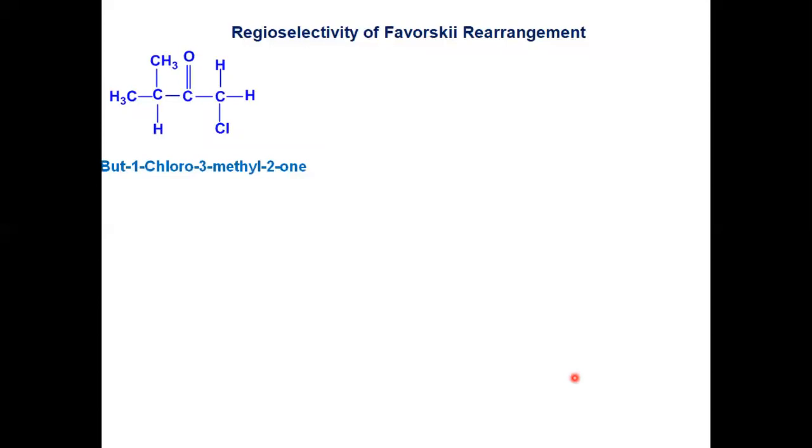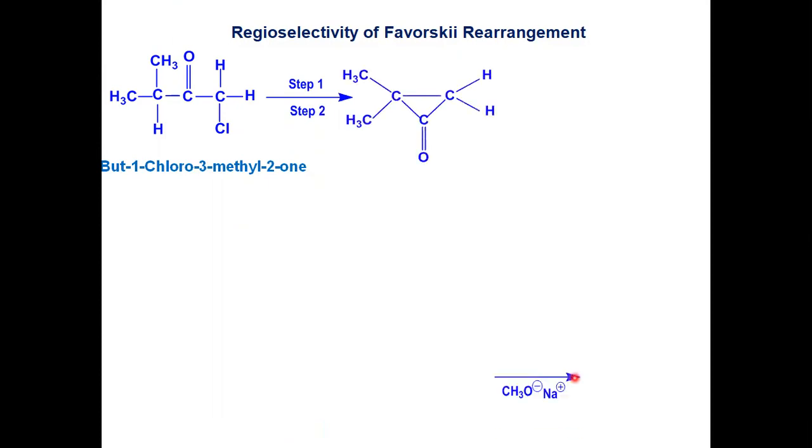Now we discuss the regioselectivity of Favorskii rearrangement. A reaction that can proceed in more than one direction, but in one direction it predominates, is said to be regioselective. To explain the regioselectivity, here I am taking the example of 1-chloro-3-methylbutan-2-one. In the first step, carbanion will form, and after that, formation of cyclopropanone intermediate. Cyclopropanone intermediate, by the reaction of nucleophile, is converted into oxyanion.